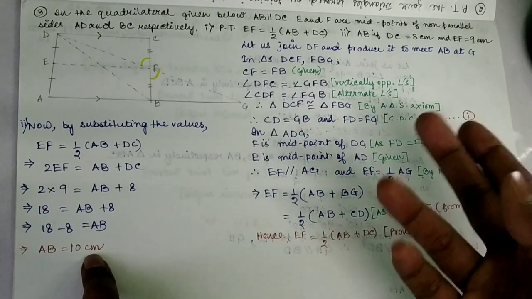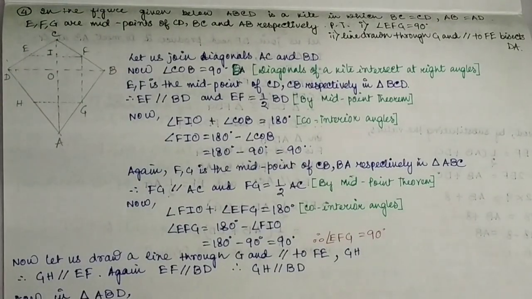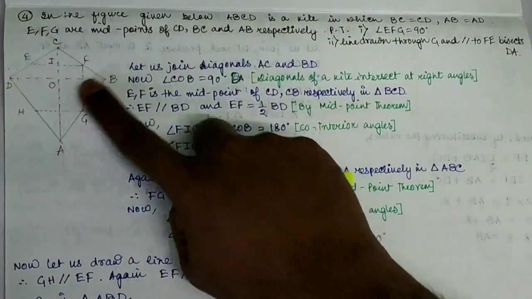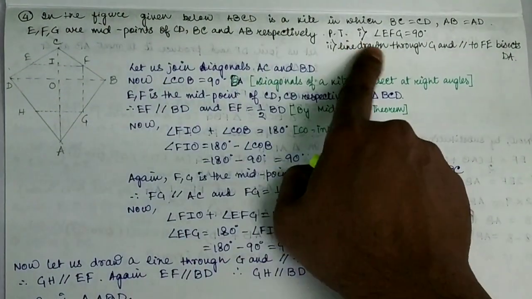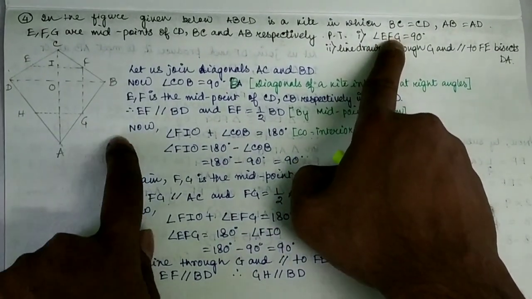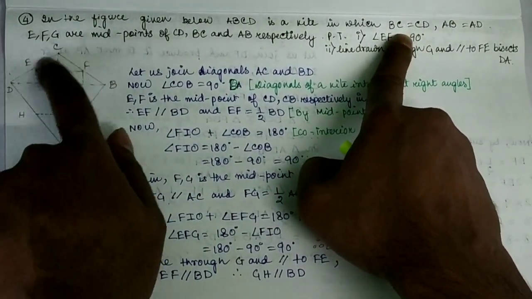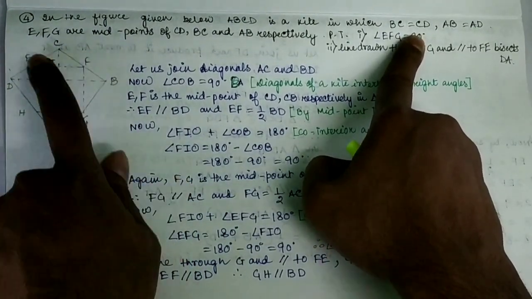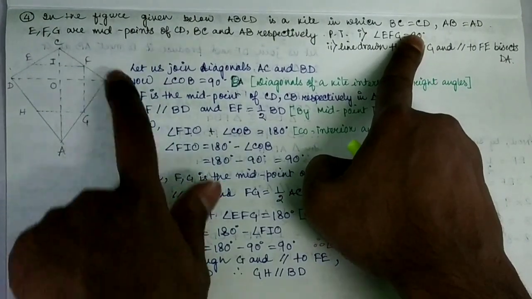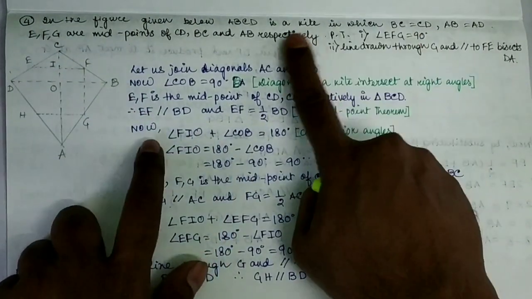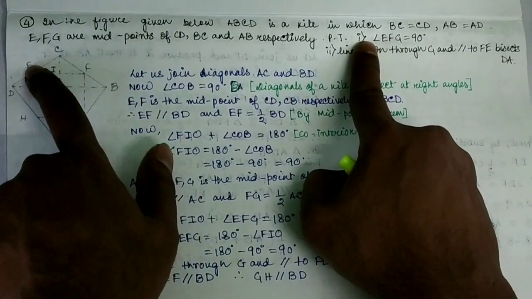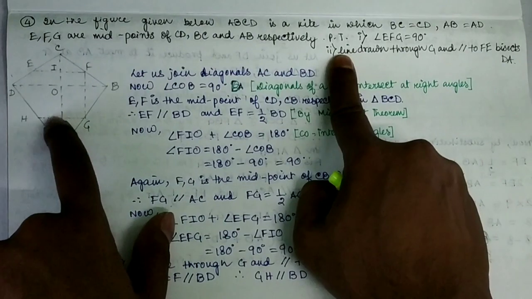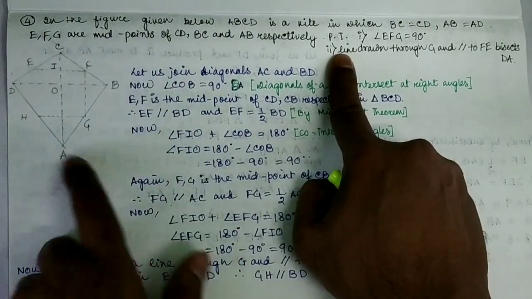Now after this we have one more sum. So guys, here is our last sum of today. What is that? In the figure given below, ABCD is a kite, in which BC is equal to CD and AB equal to AD. Also they have told that E, F and G are the midpoints of their respective sides. And they have told us to prove that angle EFG is 90 degree and the line drawn through G parallel to EF will bisect DA.